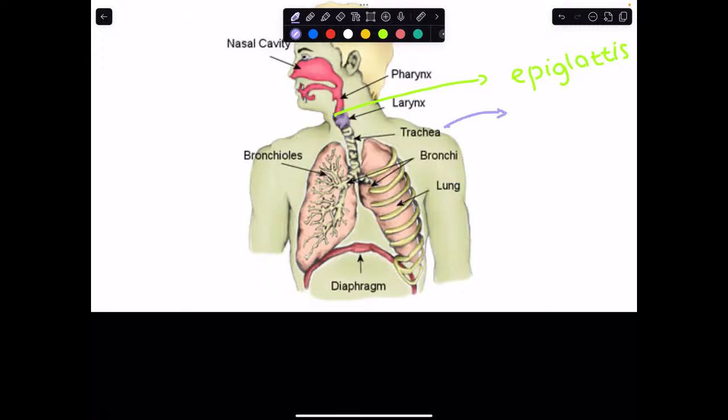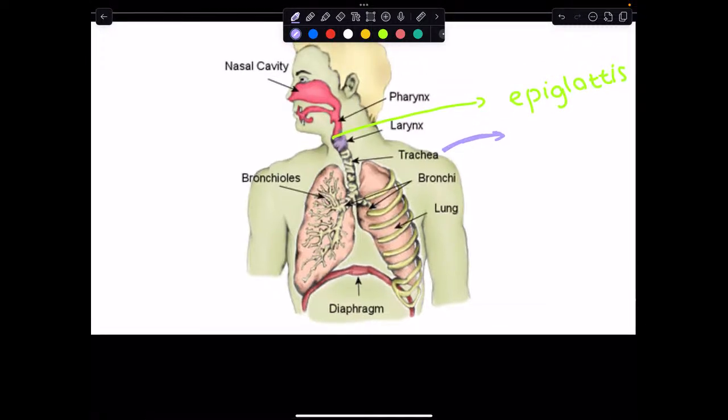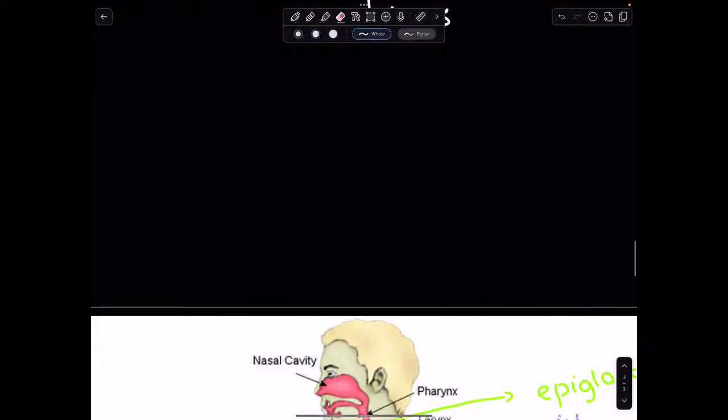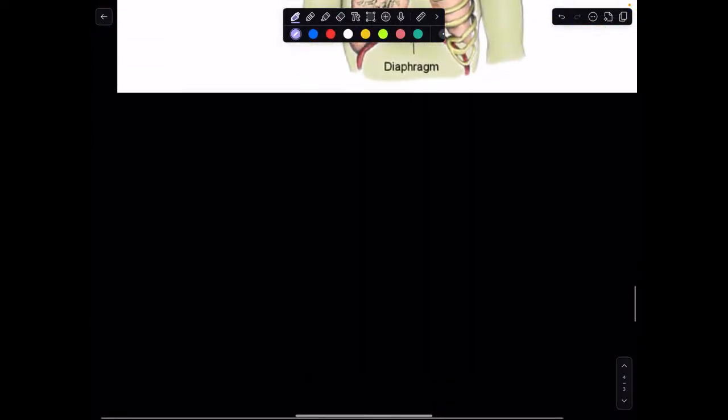The trachea, and what about the esophagus? Is it not part of the respiratory system? That's right. The esophagus is part of the digestive system. It carries food from the pharynx to the stomach, while the trachea, or windpipe, is part of the respiratory system, carrying air to the lungs. So the job is carrying air. Exactly. The trachea's job is to carry air from the larynx to the bronchi and then into the lungs. All right, perfect. This is going good. Okay.